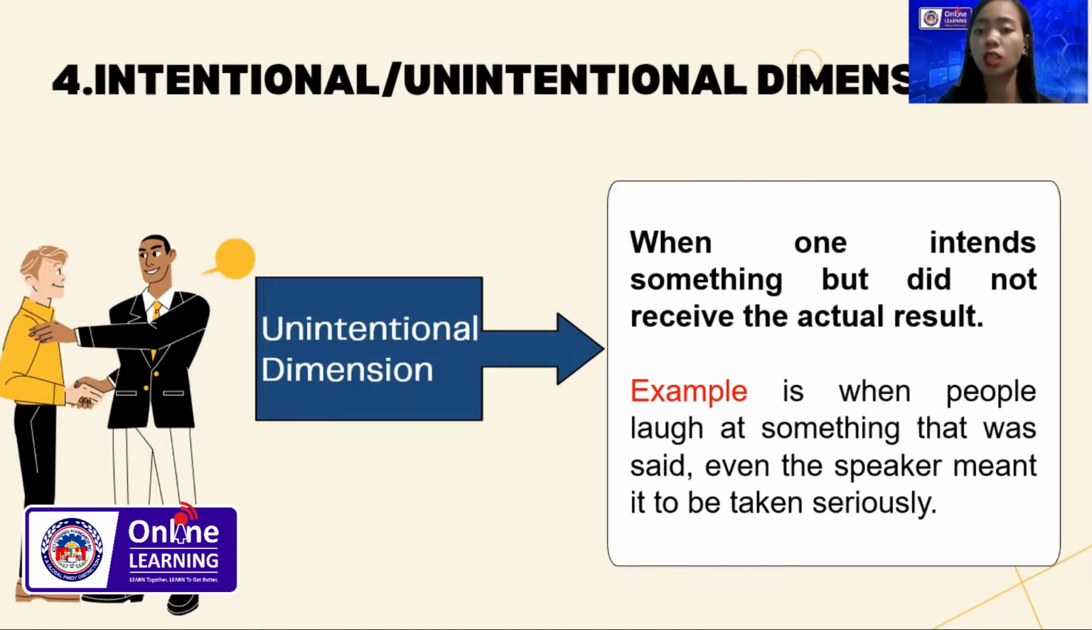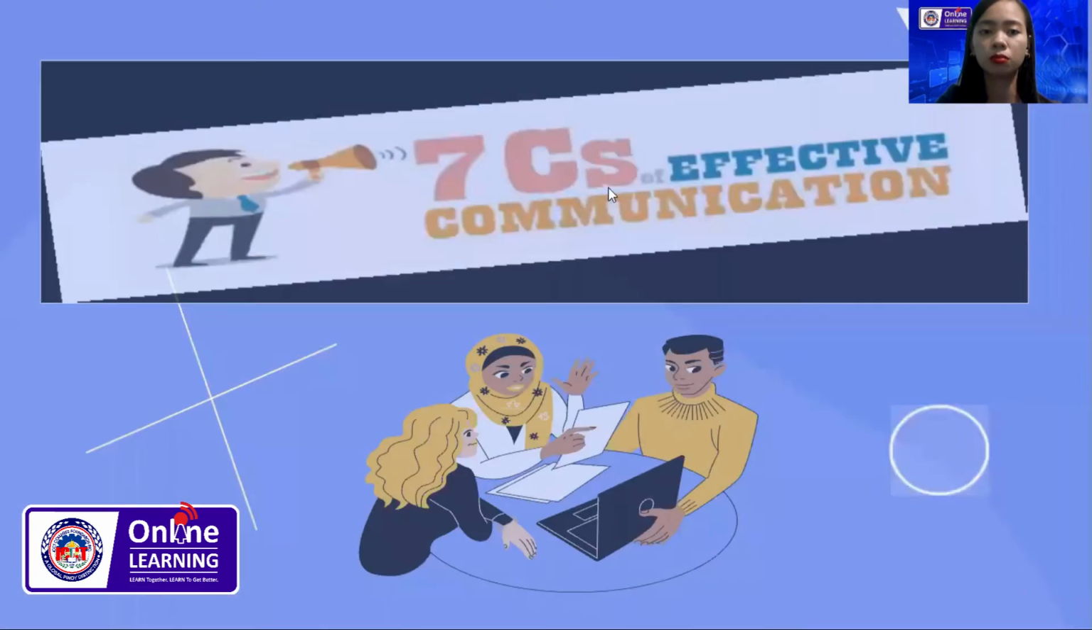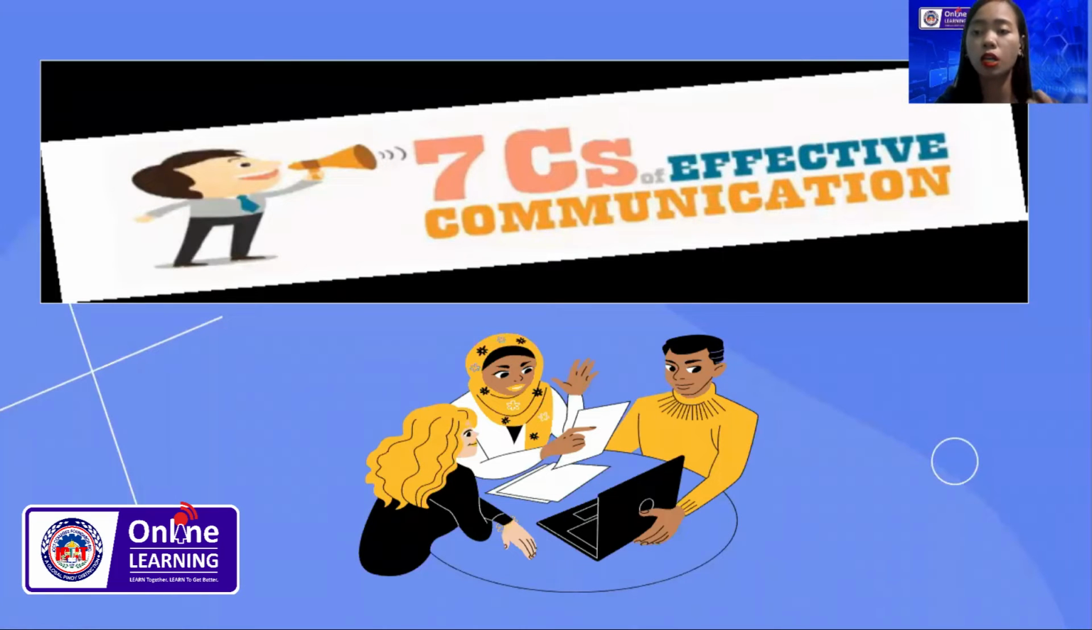Now, when it comes to the unintentional dimension, this is when one intends something but did not receive the actual result. An example here is when people laugh at something that was said, even though the speaker meant it to be taken seriously. Okay. Now, remember, those are the 4 dimensions of communication. The first one is the verbal and nonverbal dimension. Second, we also have written or oral dimension. Third, formal and informal dimension of communication. And the last one is intentional and unintentional dimension of communication.